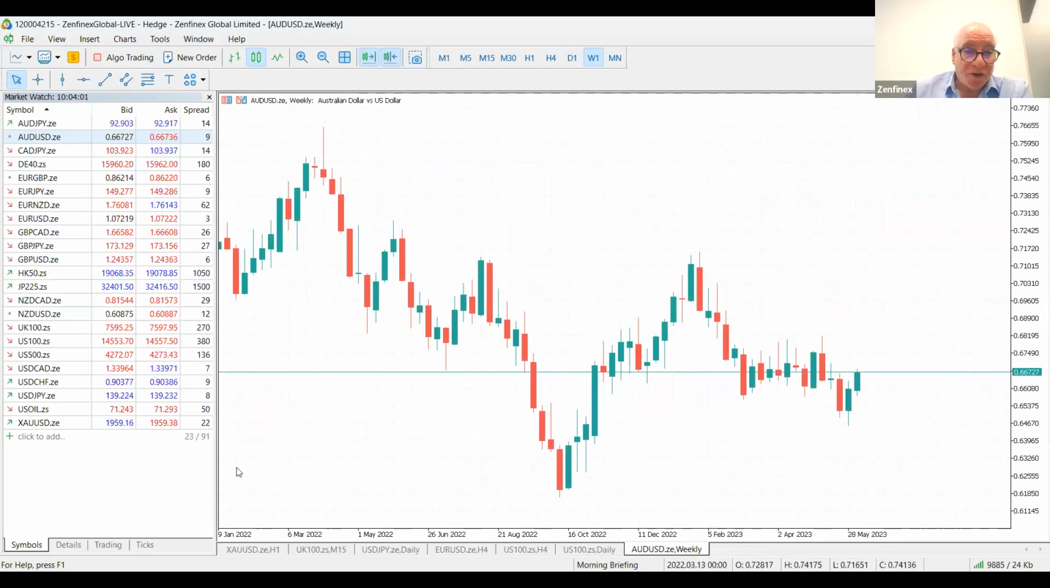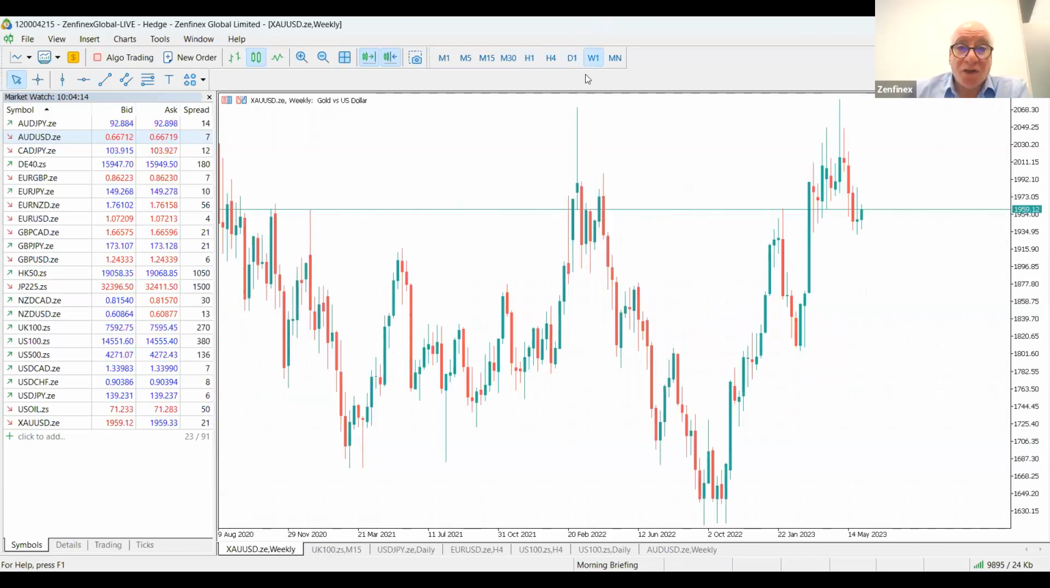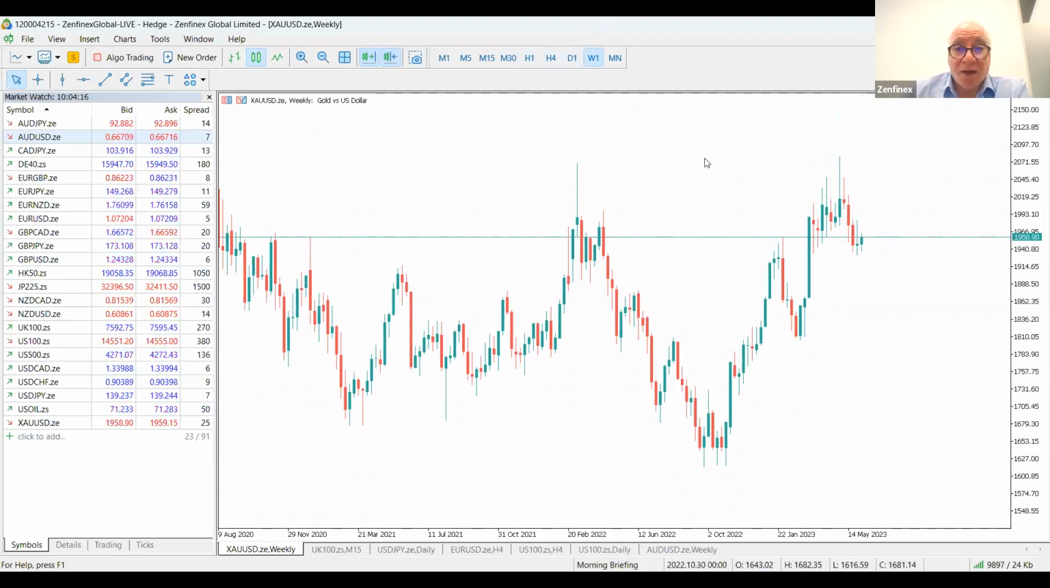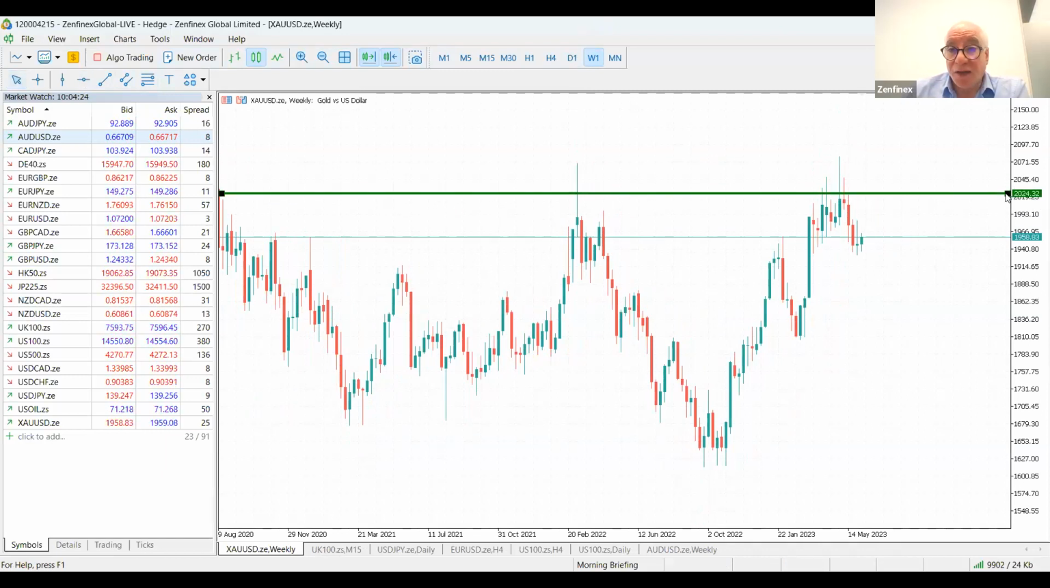Let's start with gold first. We obviously had news last week with non-farm payroll. Let's just see what impact that had. So let's just look at gold first. And as I said, what I'm going to do is start from a longer term perspective, and that'll start framing my trading ideas, anything that I think might be interesting to look at from today's perspective.